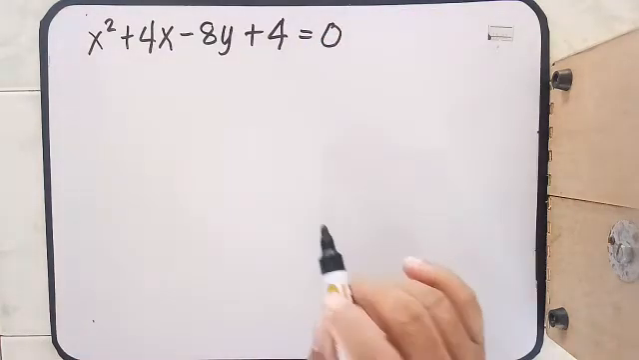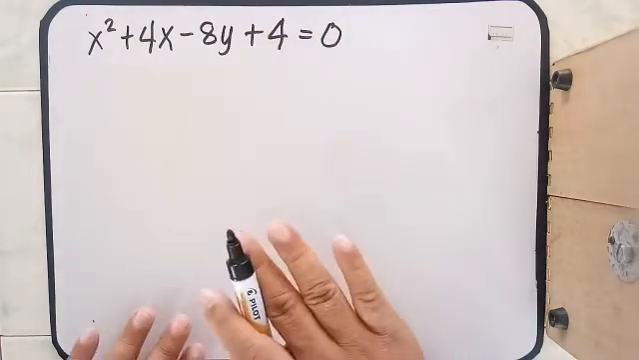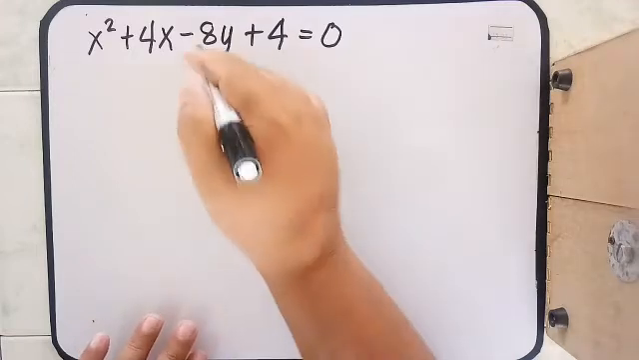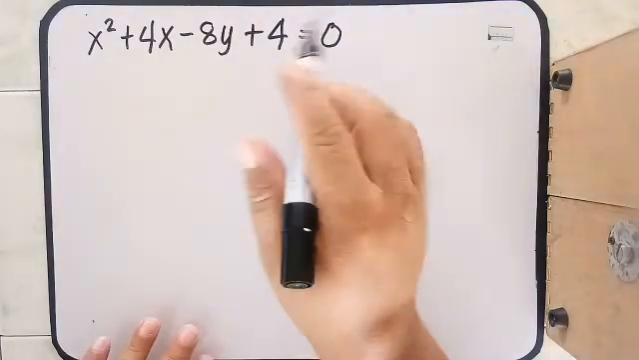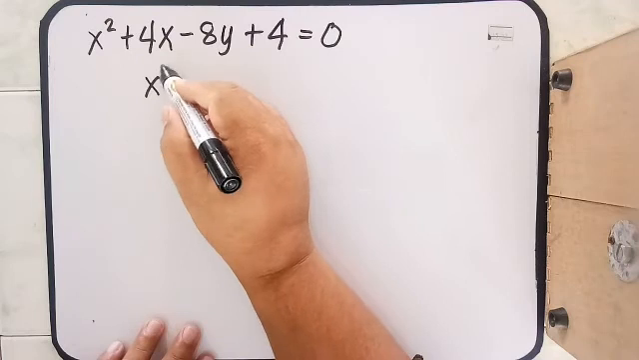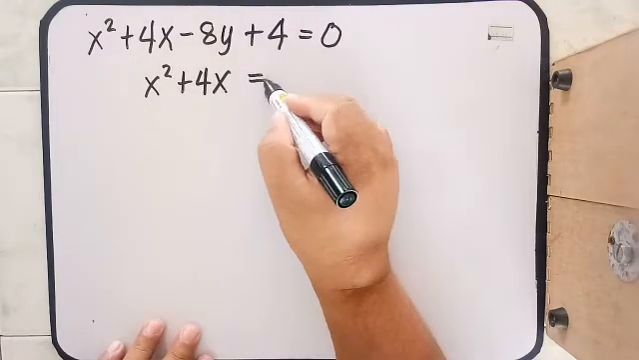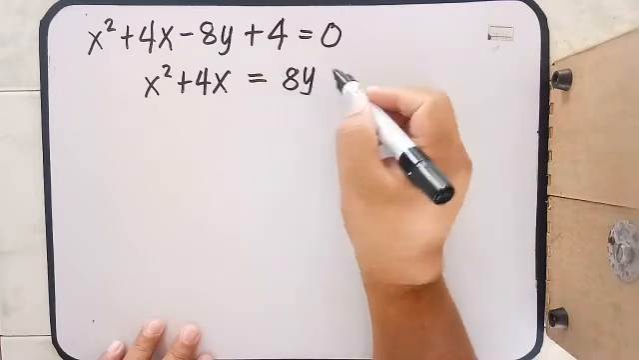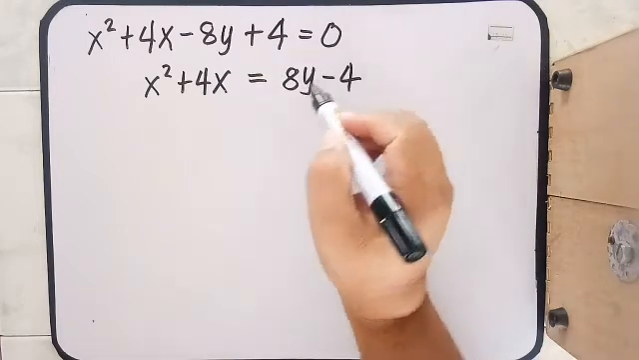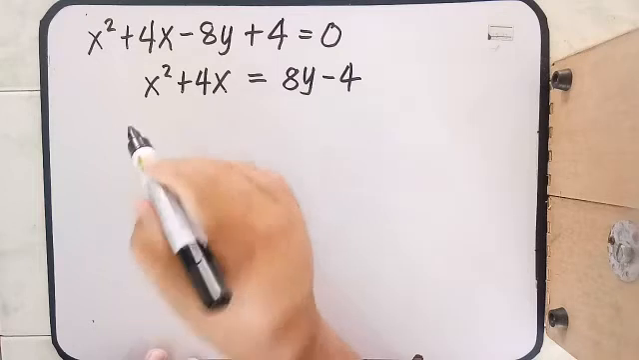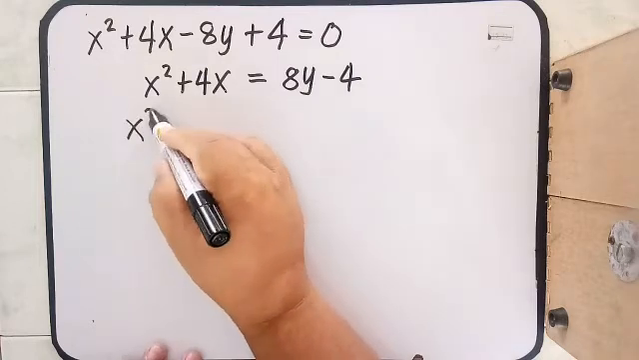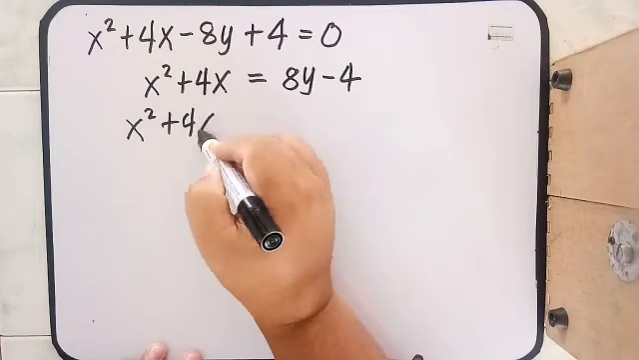Okay, first thing that we have to do is to transfer the y term to the right side. So this will become x squared plus 4x is equal to 8y minus 4. And then we're going to complete the square on this part. Completing this square, we have x squared plus 4x.